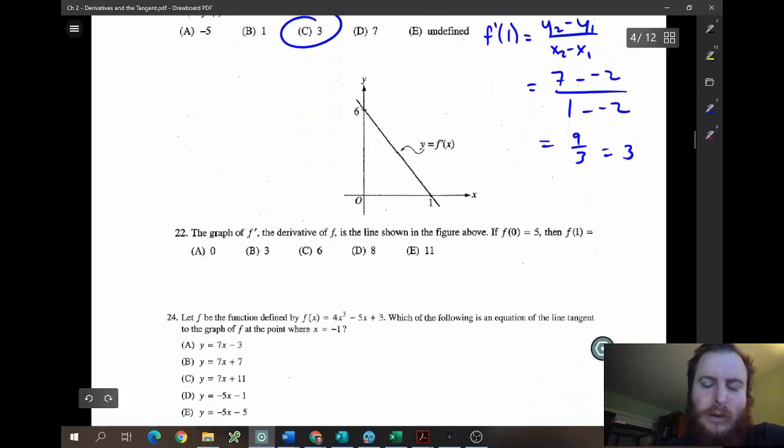Right, you could have also done negative 2 minus 7 over negative 2 minus 1, and then you've got negative 9 over negative 3. That works as well.